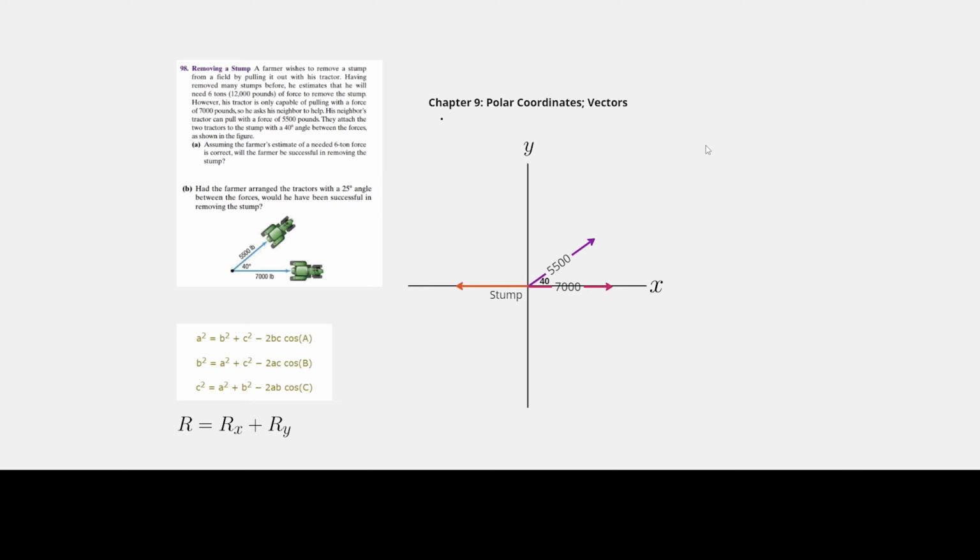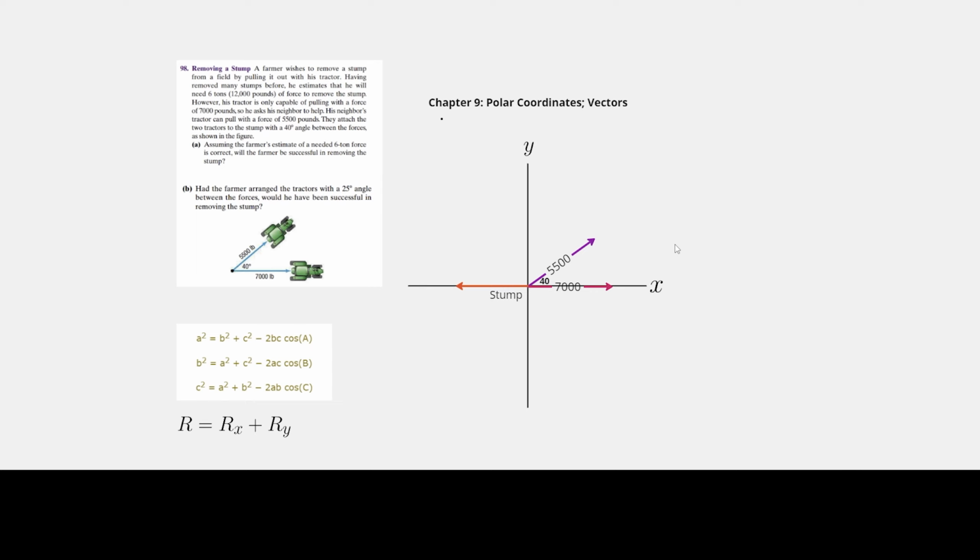Okay, so there's two tractors pulling, one that's 7,000 and one that's 5,500. There's an angle between them now that's 40 degrees. Part A is saying, will the farmer be successful in removing the stump? That's just finding the resultant vector. Here I labeled the arrows as the vectors.